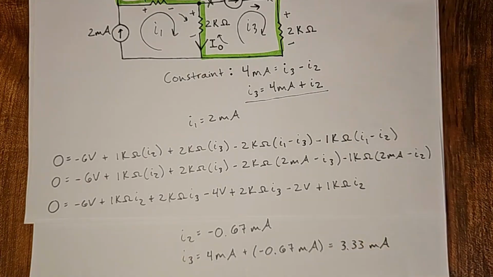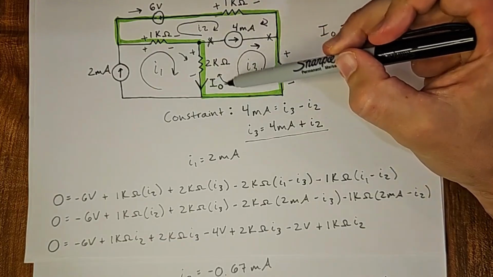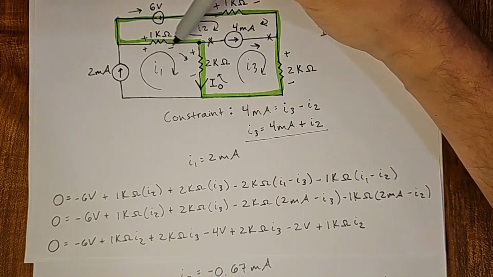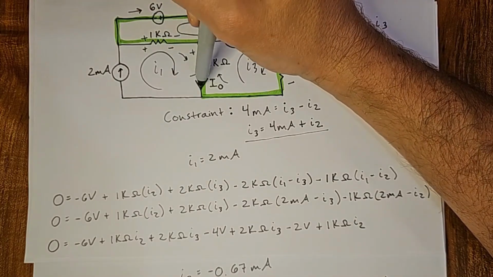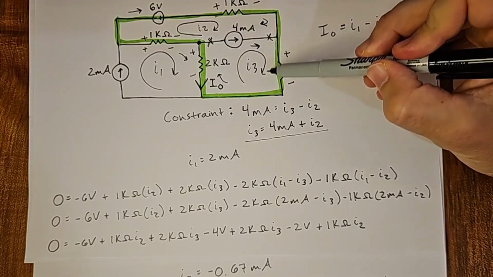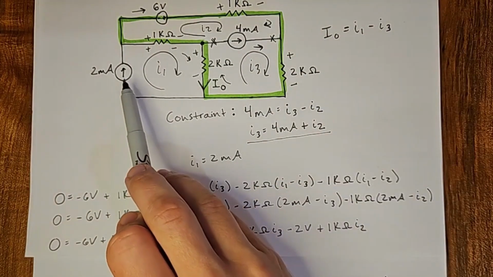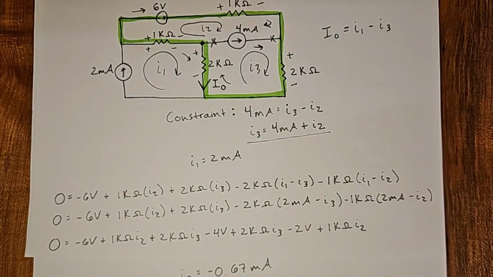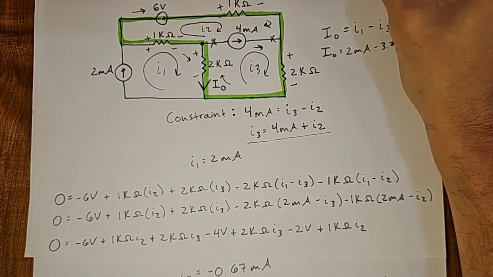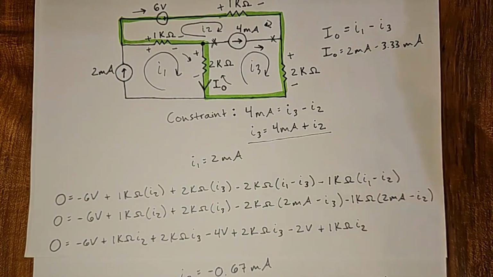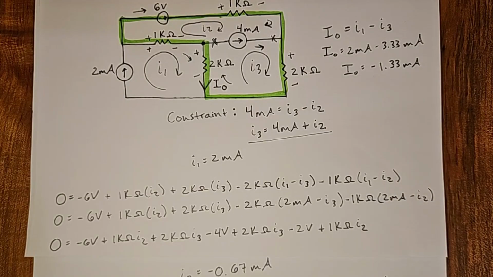So we're going to use that for the equation that we really want, which is the equation for I0. The whole goal is to find I0. So I0 is going to equal I1 coming down, because I1 is coming down this way, following the direction of I0, which was pre-indicated, and I3 is going up against it. So that means you're going to have I1 minus I3. I1 was given, that's 2 milliamps. I3 we just found out is 3.33 milliamps. So let's fill this in. 2 milliamps minus 3.33 is, of course, negative 1.33 milliamps.